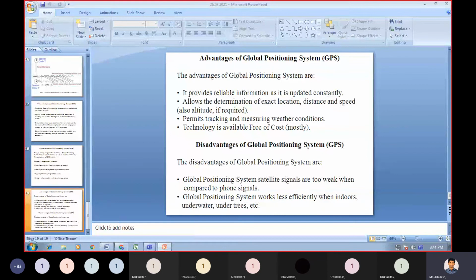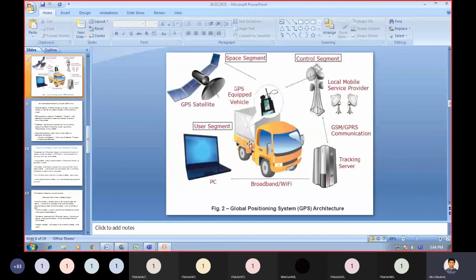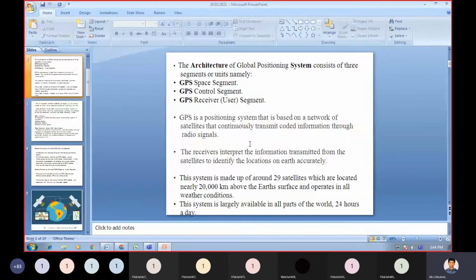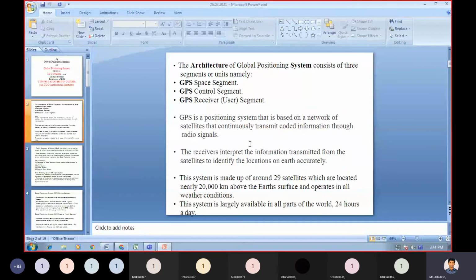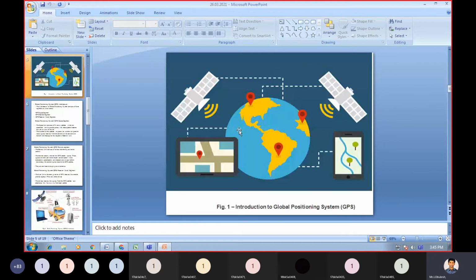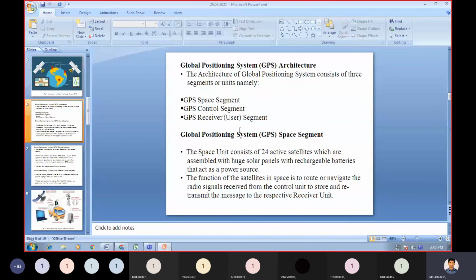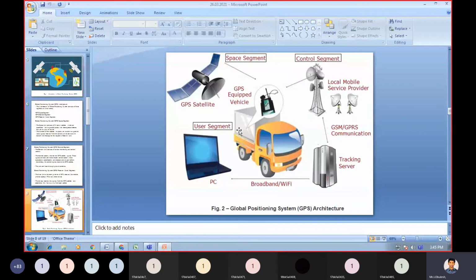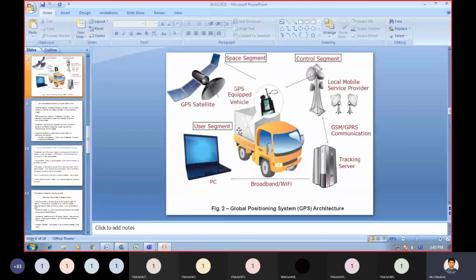See, today we are discussing only the introduction of the global positioning system. In that we are discussing the architecture of the global positioning system. Here we have three sub segments. You need to write these three sub segments, and for each segment you need to write at least two main points. After that you need to draw this diagram and explain with the help of an example. This is the architecture, right?